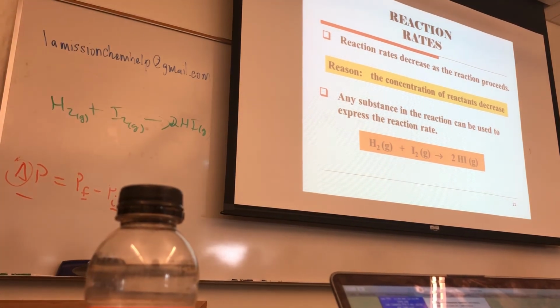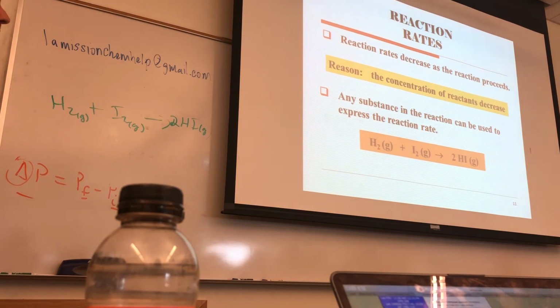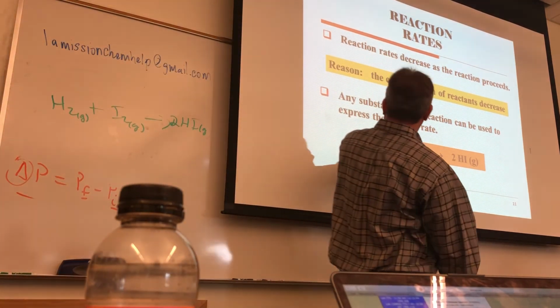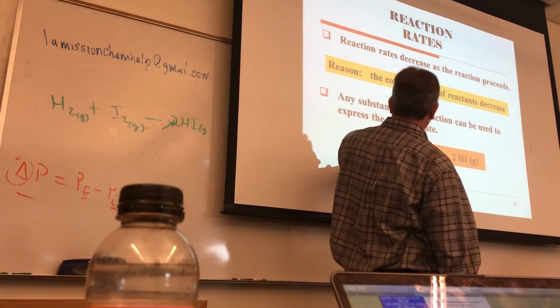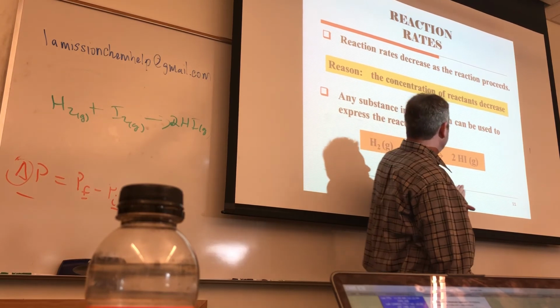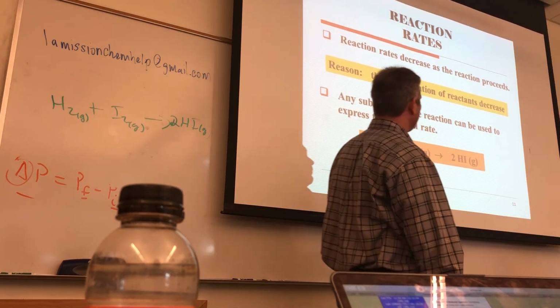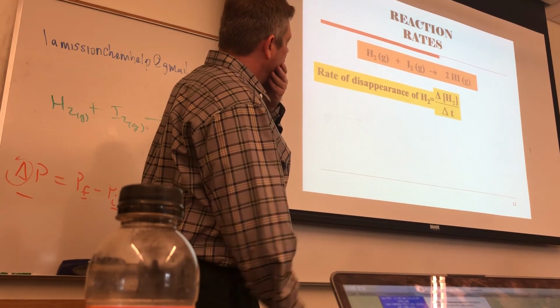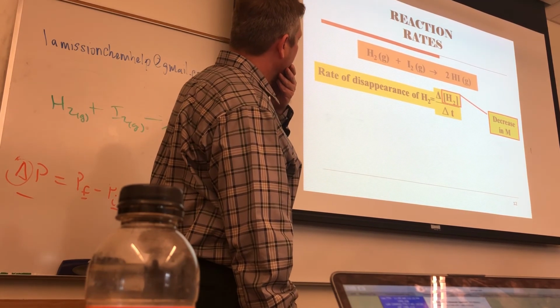Thank you. So reaction rates, okay, so concentration of reactant decreases, nothing new there. Any substance in this reaction can be used to express the reaction rate. That should be pretty obvious. We can look at this decrease, or this increase, and that too does play a role stoichiometrically. So the rate of disappearance of H2, we already know this, so we're saying the same thing over again.